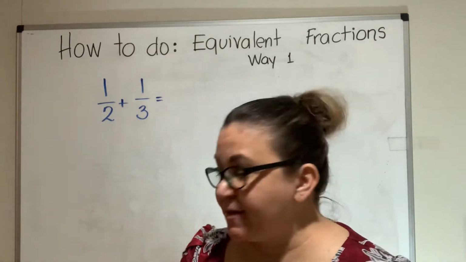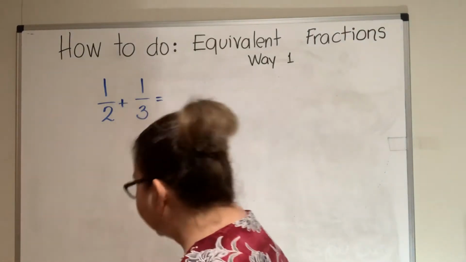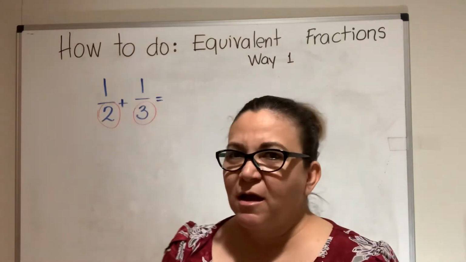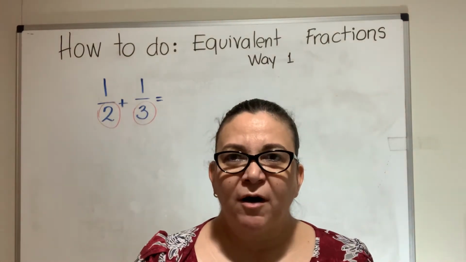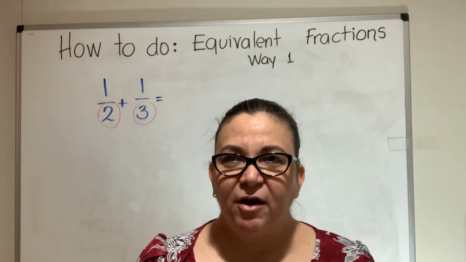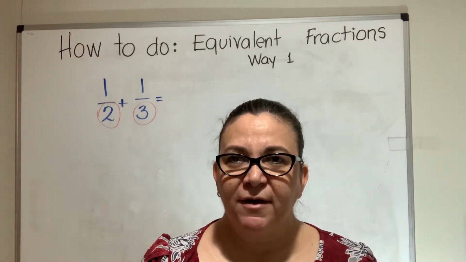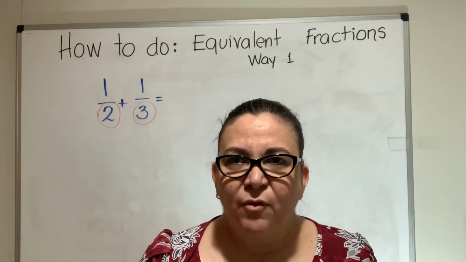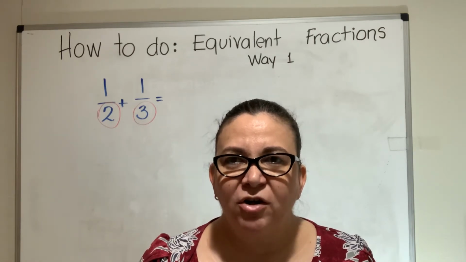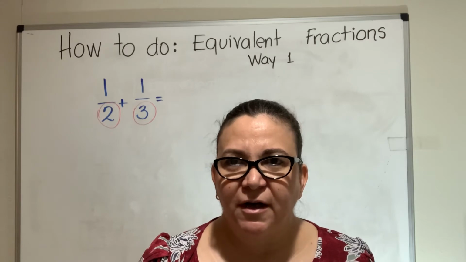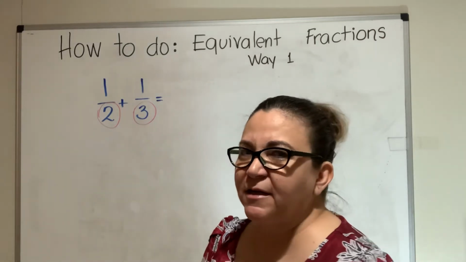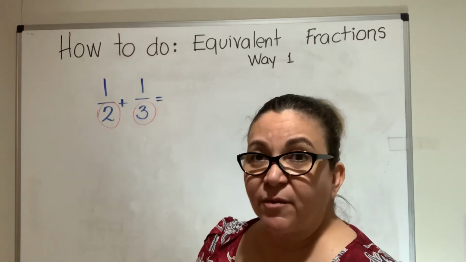But in this case, you have 2 and 3. Both numbers, you know, are prime numbers because they can only be divided by 1 and by themselves. So we cannot simplify them more, and they are not multiples of each other. So what you have to do, method number 1, is to make them the same number.